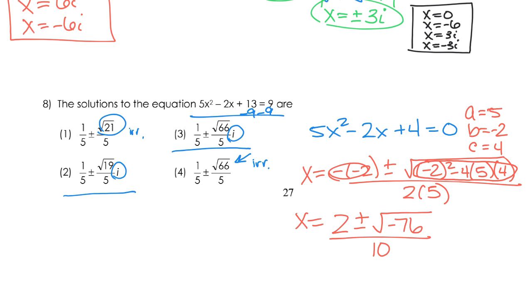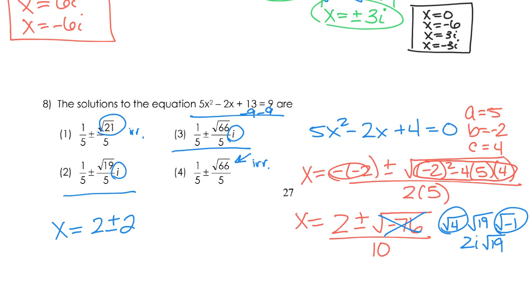Okay, and with -76, we're going to go ahead and break it up into the perfect square, a not perfect, and the -1. So now we just have to focus on the 76, and the largest perfect square that goes in is 4, and it goes in 19 times. Square root of 4 becomes a 2, square root of the -1 becomes the i, and the square root of 19 comes down, and we're going to rewrite this as x equals 2 plus or minus 2i square root of 19 all over 10. We'll do our little heart pretzel here to simplify, and we end up with x equals 2 divided by 10 is 1/5.